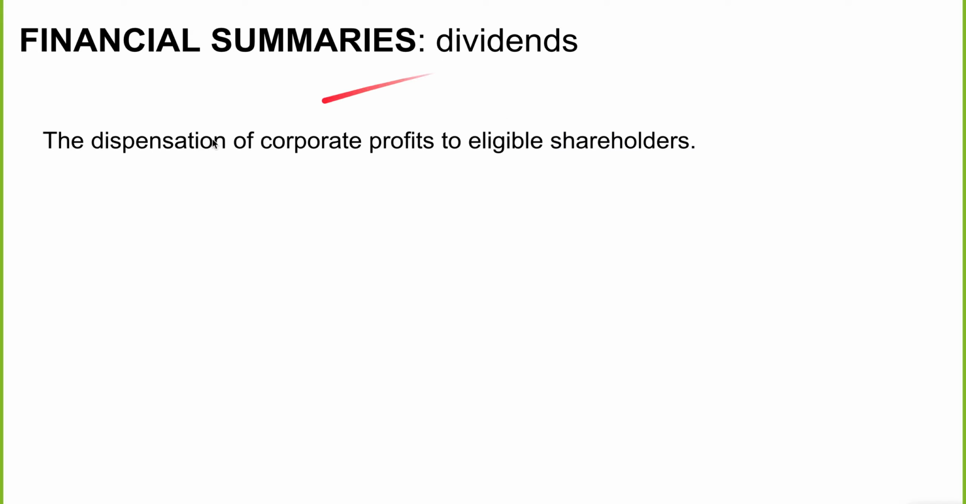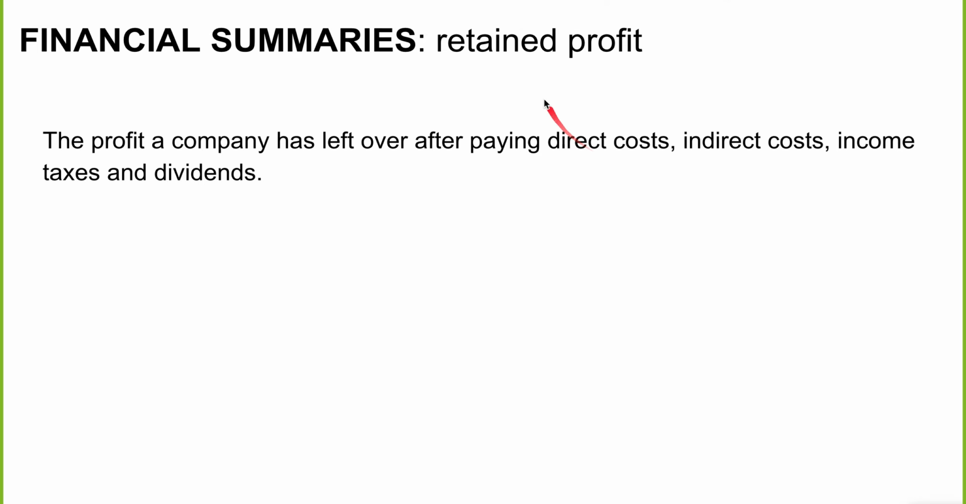Moving forward, we have dividends. Dividends is a distribution of corporate profits to eligible shareholders. Shareholders are such as stockholders, and that's giving the money. Next is retained profit. This is the profit a company has left over after paying direct costs, indirect costs, income taxes, and dividends. Remember that the profit that a company has is to be shared with its shareholders. After that profit is given to the shareholders, you have the retained profit. That is the amount of money that the company actually holds for itself.